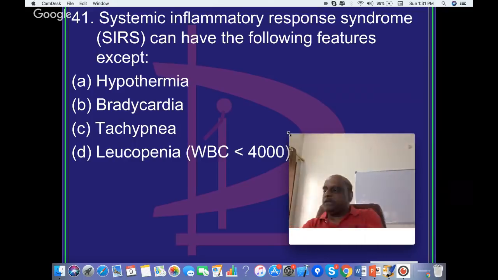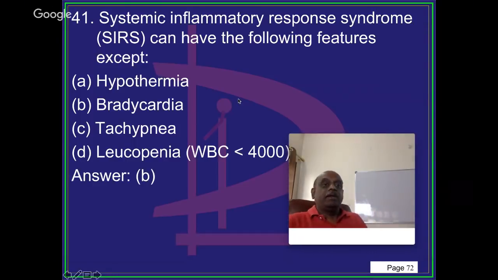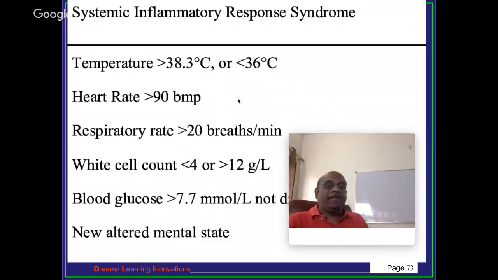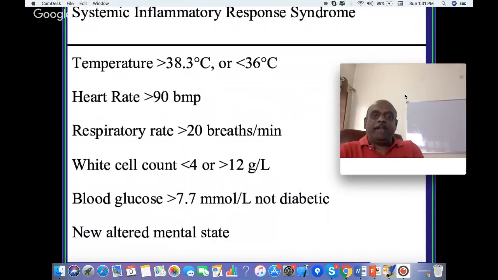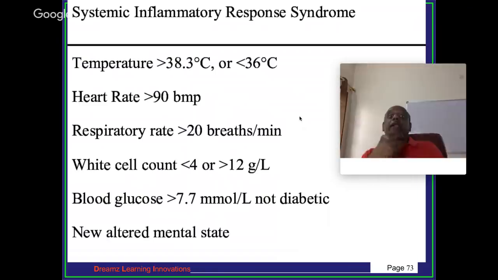I can see most of you answering it as B. Let us see the correct answer. It is not bradycardia. How do you define SIRS? Be very sure, doctor. Temperature more than 38.3 or less than 36 degrees, either hypo or hyperthermia. Heart rate more than 90, not bradycardia, tachycardia.